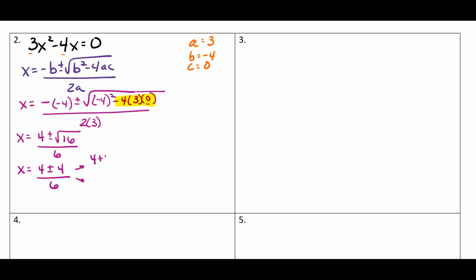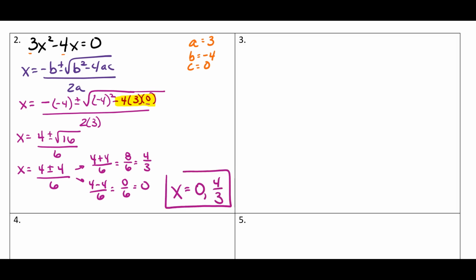We have 4 plus 4 over 6. We have 4 minus 4 over 6. So this is going to equal 8 over 6, which is 4/3. This is going to equal 0 over 6, which is 0. So our solutions would be 0 and 4/3. And you can leave it as an improper fraction as long as you simplify it. So let's look at number 3 now.